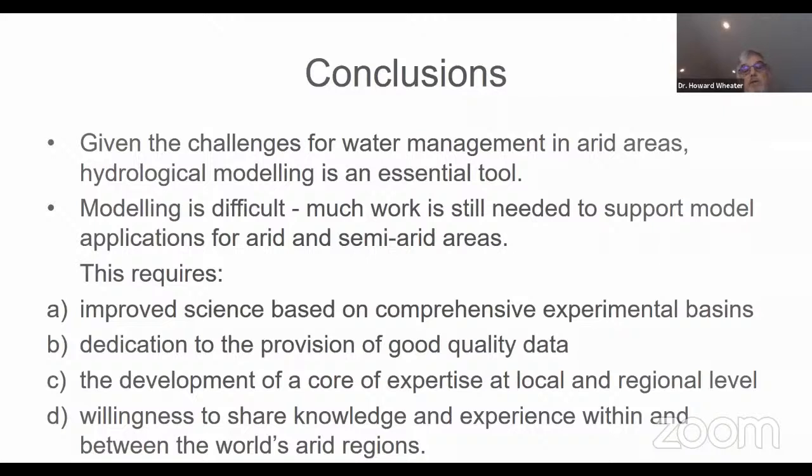Second point is good quality data is really difficult in these harsh environments, and particularly flow data. Flow measurements are quite difficult. I showed you the picture of the flow gauge that was originally washed away and then reconstructed. We need to develop expertise at a local level and a regional level to understand the science and develop and apply appropriate models. And I think there's a huge role to share information within and between the world's arid regions.